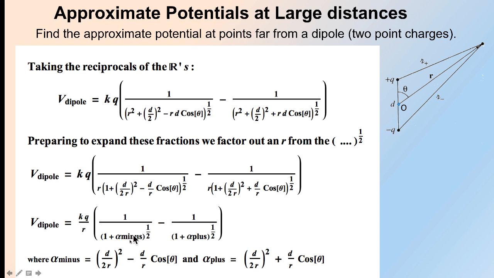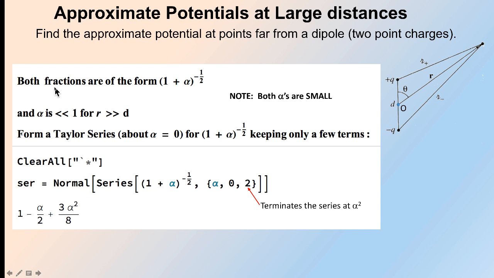Now we're going to define an alpha minus and an alpha plus associated with this quantity right here. Alpha minus will be this quantity here, which corresponds to these two terms. Alpha plus will be these two terms here. And then notice that these factors are raised to the 1/2 power. So both of these fractions are of the form 1 plus alpha to the minus 1/2, where alpha is either alpha minus or alpha plus.